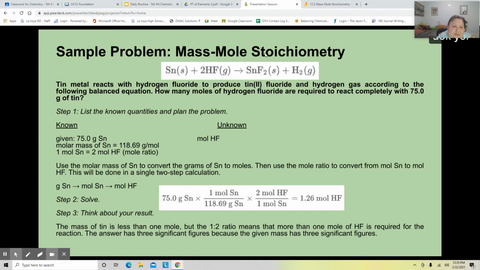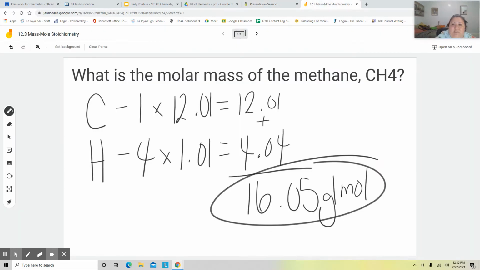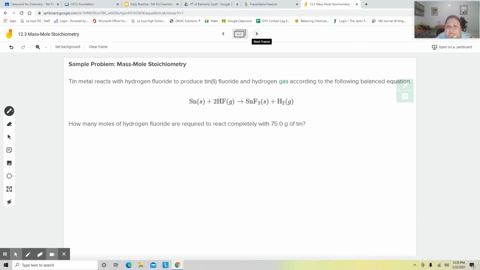It says here tin reacts with hydrogen fluoride to produce tin fluoride and hydrogen gas according to the following balanced equation. And then you have your question. How many moles of hydrogen fluoride are required to react completely with 75 grams of tin? All right. And I'm going to go into Jamboard so that we can tackle this problem.